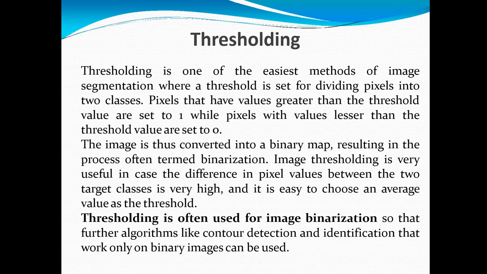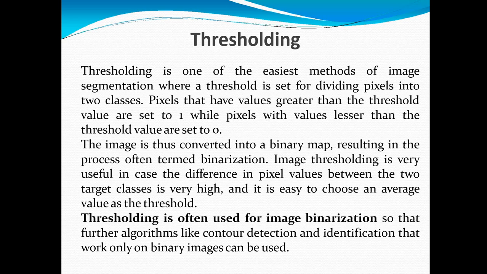Thresholding. Thresholding is one of the easiest methods of image segmentation, where a threshold is set for dividing pixels into two classes. Pixels that have values greater than the threshold value are set to 1, while pixels with values lesser than the threshold value are set to 0. The image is thus converted into a binary map, resulting in the process often termed binarization.